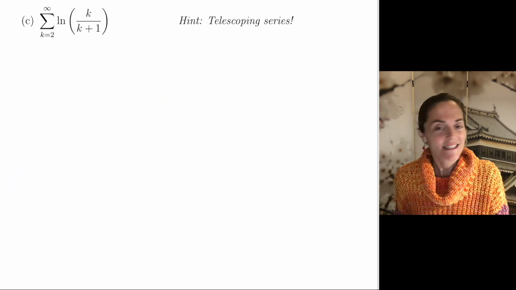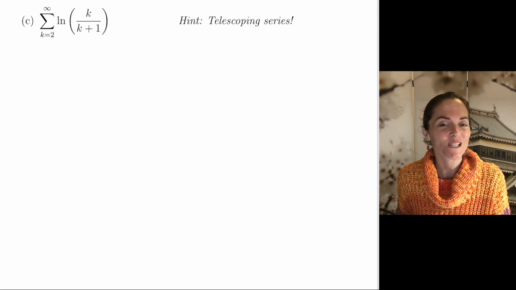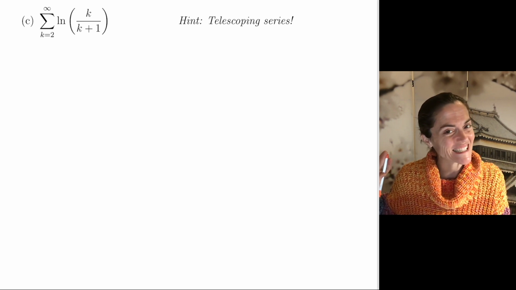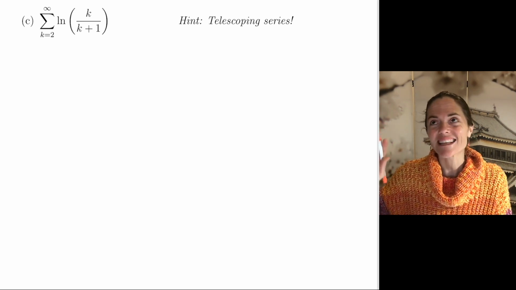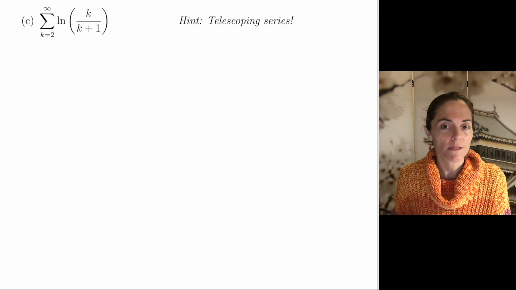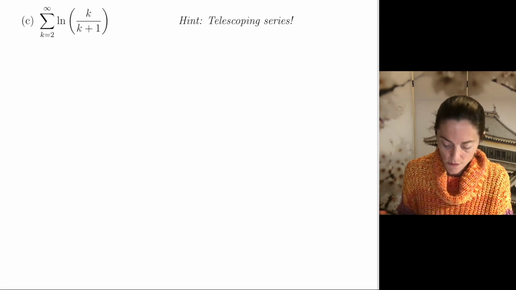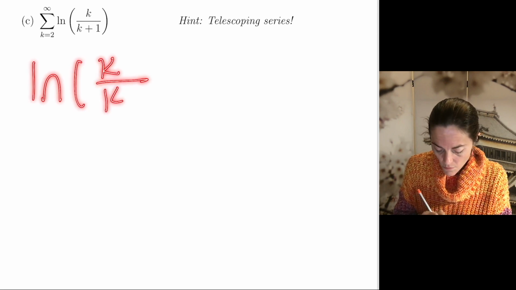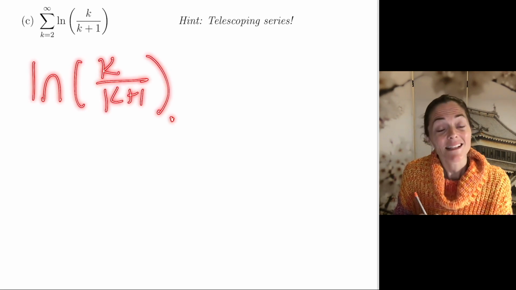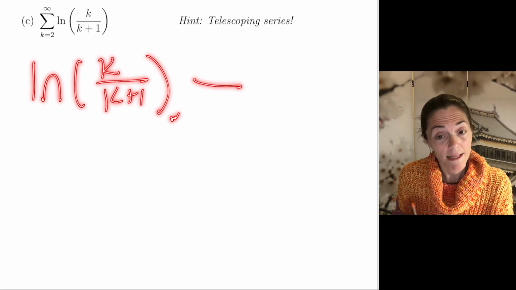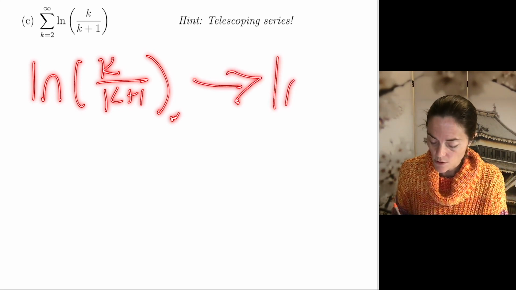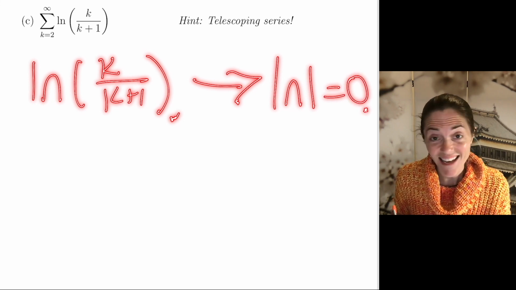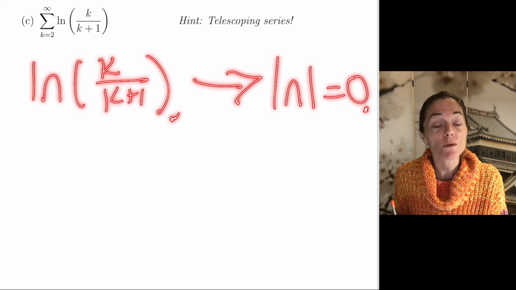Letter c, same directions. We want to find the sum or show the series diverges. I'm going to ignore the hint for the moment. What's my first strategy? Look at the terms. Do the terms go to 0? Inside of the natural log is approaching 1, and so the terms themselves are going to the natural log of 1, which is 0. This means the term test tells us nothing. We cannot use the term test here.